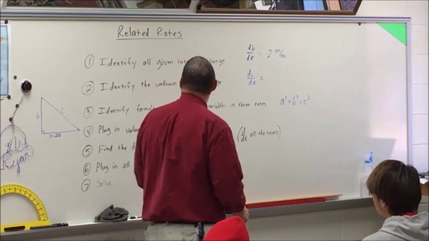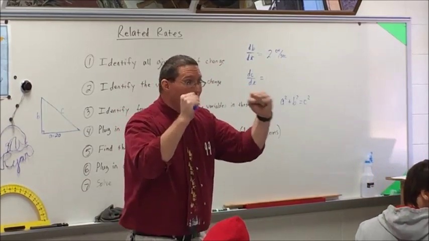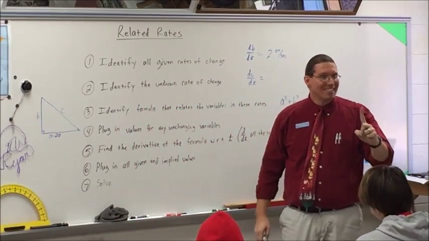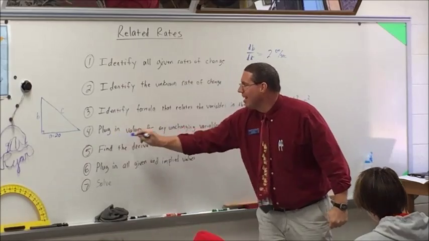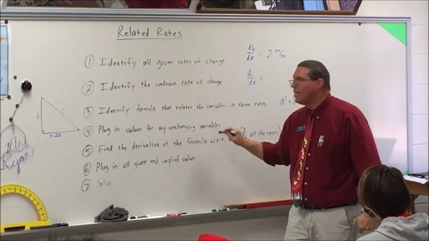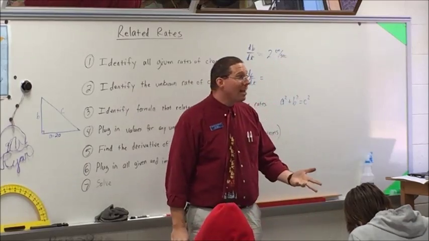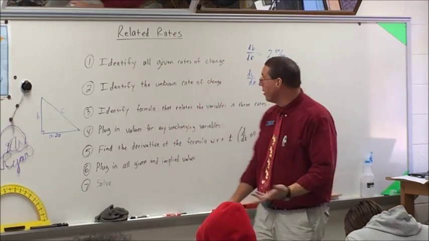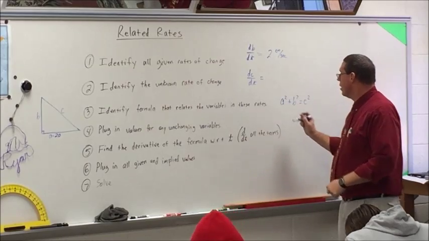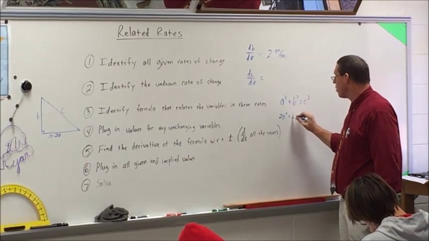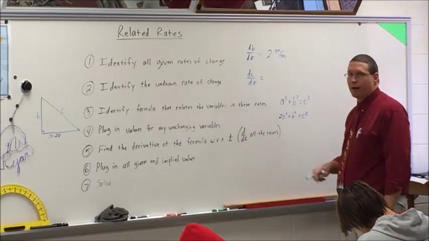All right, now, Ramon, are you ready? Okay. Step 4: plug in values for any unchanging variables. Is one of these not changing? A is not changing. What is its value? 20. So we're now going to change it to 20 squared plus B squared equals C squared.